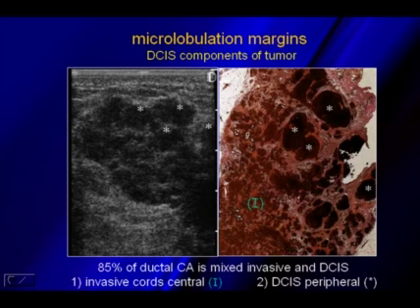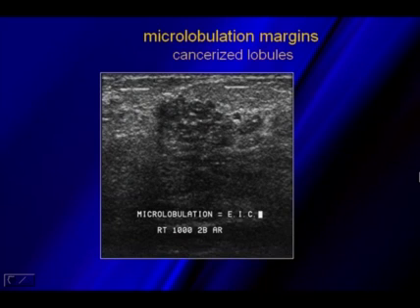85% of ductal cancer is in mixed invasion and DCIS. The invasive cords tend to be more centrally located. The DCIS tend to be more peripheral. This is why it's very important when a lesion is biopsied that different areas of the lesion are biopsied, and not all of them right through the same area. If you got a sample back of just DCIS, treatment for the patient is much different than if they know that it is an invasive carcinoma. So very important to take different samples through a lesion when a biopsy is performed.